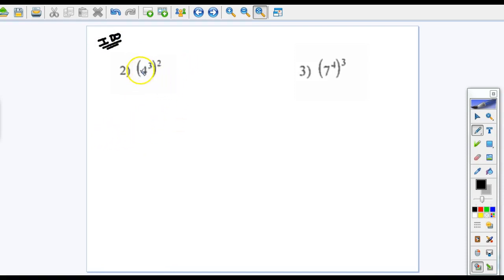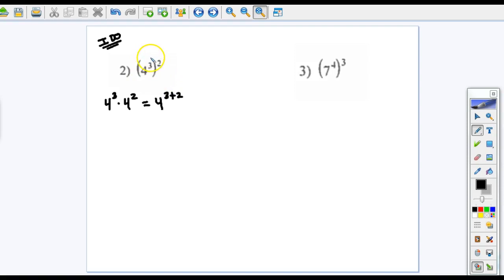Okay, so here we have inside parentheses 4 to the third power, and we're raising that quantity to the second power. Now this is similar to when we have an exponent with the same base that we are multiplying. If you remember this from yesterday, when we are multiplying exponents with the same base, we are adding our exponents, right? 3 plus 2. But that's not what this is telling me to do.